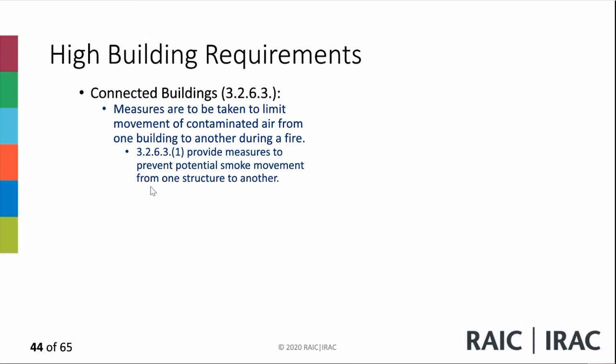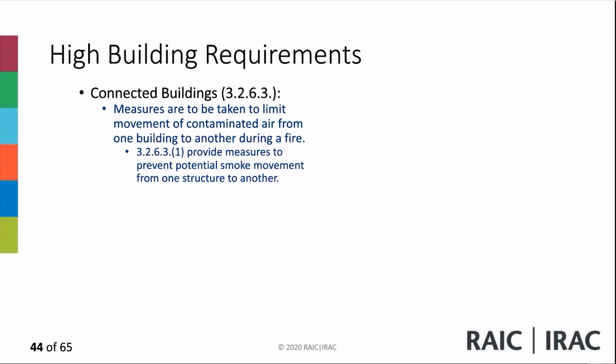Connected buildings: if you have two high buildings and they're connected to each other, you have to make sure that there is no contaminated air. If you have a fire from one building going into another building, 3263 addresses this and takes care of it. Then it says, and it's very generic in terms of requirement, measures are to be taken to limit movement of contaminated air from one building to another during a fire.